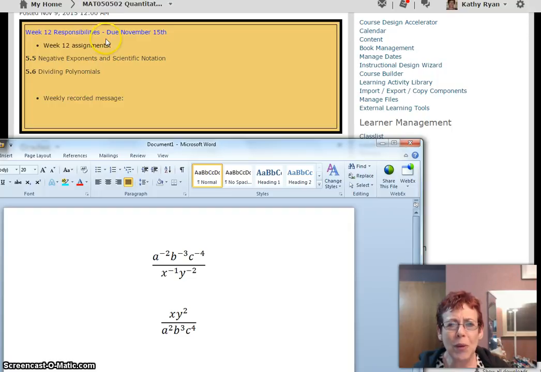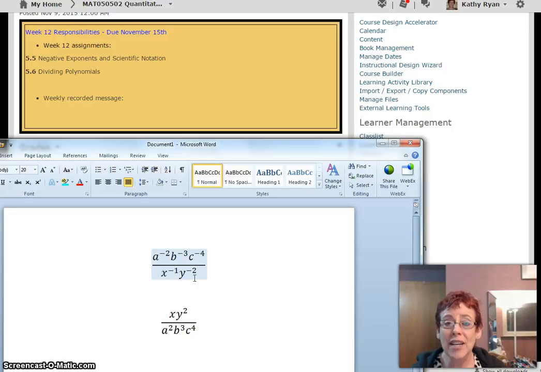So I want to go over something where we're going to see negative exponents. You might see something like this. And basically what a negative exponent means is take the reciprocal. And when we have a fraction like this, basically we could write this as 1 over a squared, 1 over b to the third power, 1 over c to the fourth power, and then the denominator 1 over x times 1 over y squared. And that gets really complex looking. So we're not going to do that.